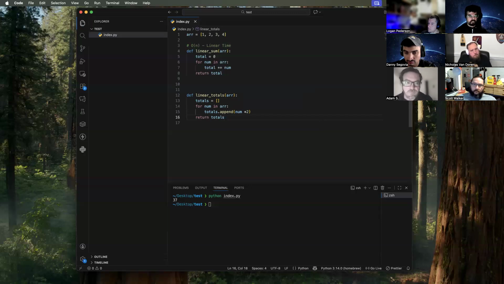What does the function on line 12 do? Multiplies each number in the list by 2 and then appends it into a new list. So it returns a list with a bunch of numbers, right? Yes. Okay.